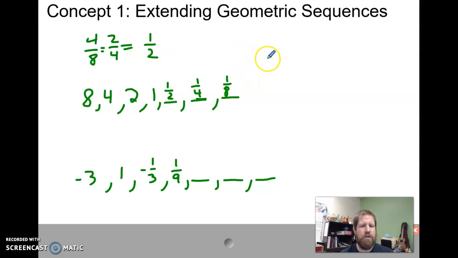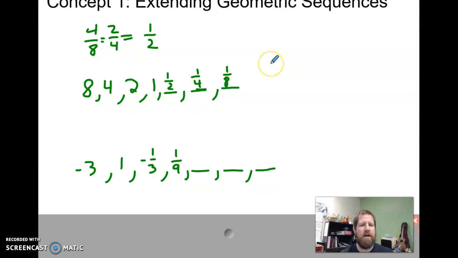Sometimes it can be a little more challenging to figure out what the term is, but basically, if your numbers are decreasing, you're probably going to be multiplying by a fraction or dividing, depending on how you want to look at it. If your numbers are increasing, you're going to be multiplying by a number greater than 1.